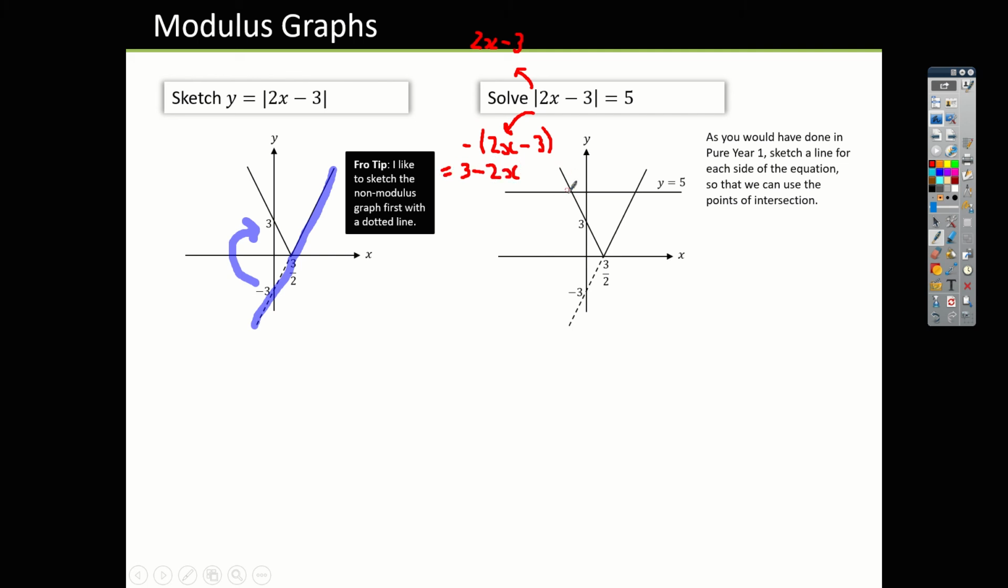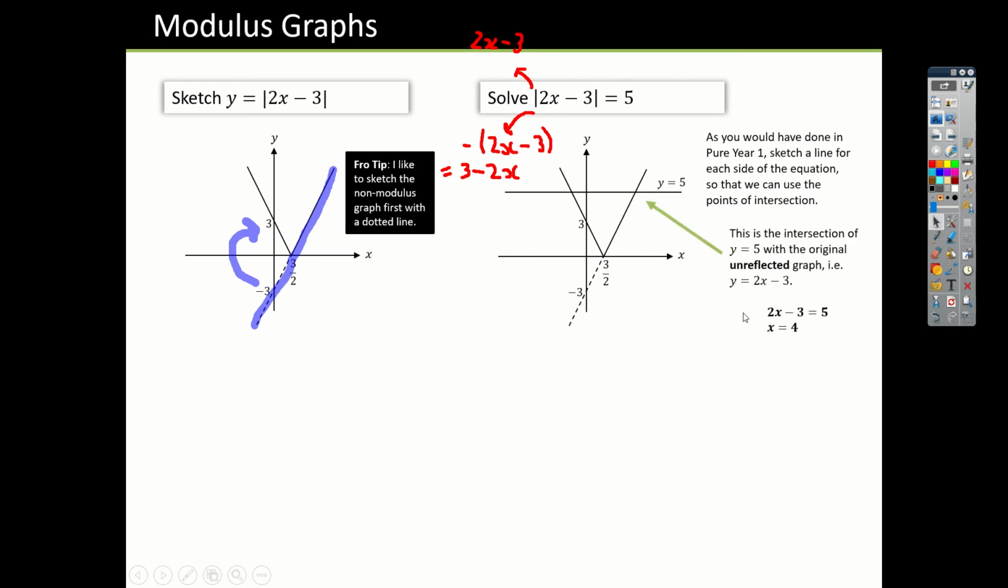Okay, and that's going to be this piece over here. That's the bit that got reflected, but that chunk on its own is a portion of the graph 3 minus 2x. So what you do is you take these separately and you solve them equal to 5 separately, and then you get 2 potential answers. So there's the unreflected piece. The 2x minus 3 is 5, x is 4. On the reflected path, the negated part, there it is, equaling 5, and x is minus 1.